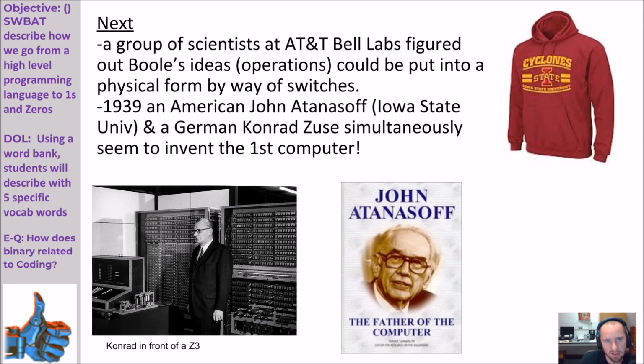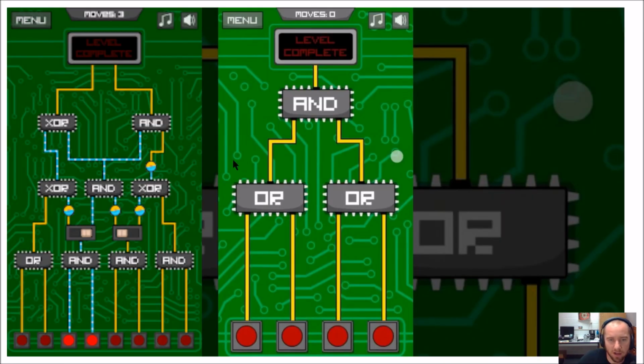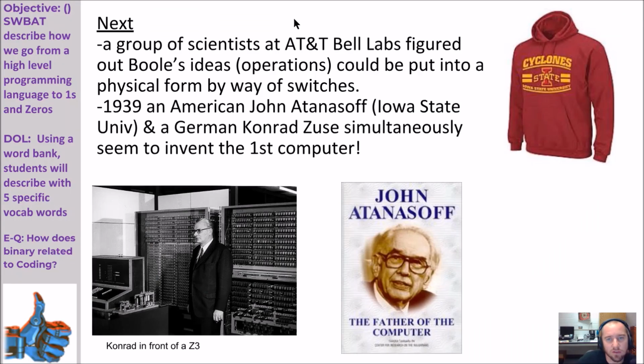So in the 1930s, you have a group of scientists at AT&T Bell Labs using Boole's ideas. This is the logic gate stuff, and they're using his ideas to get switches to turn on switches, essentially. That's what I'm talking about here. You switch these two on, and these two switches in the right combination turned on will lead to another switch coming on. So the group of scientists are working on this idea in 1939.